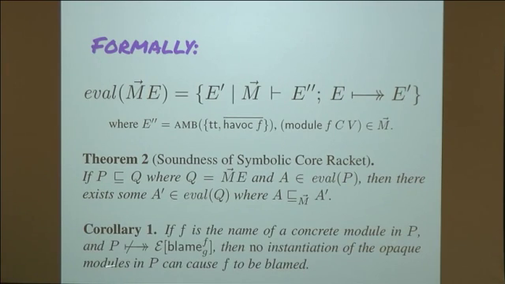And then our corollary: if you don't see blame, then no matter what you plug in, you can't blame the program you know about. So that's what this is really saying here. If f is the name of a program that's concrete, meaning we know its definition, and the program doesn't reduce to a blame of that module, then there's no way to plug something in so that f is blamed. Okay, so this is really being precise about who's at fault.